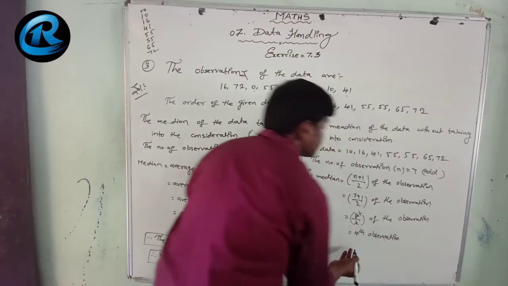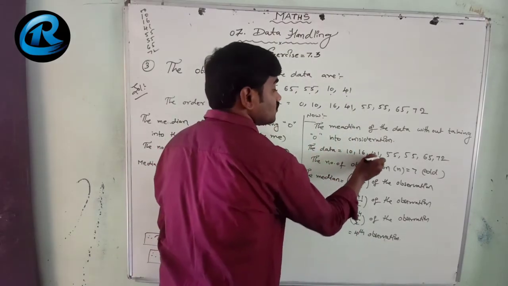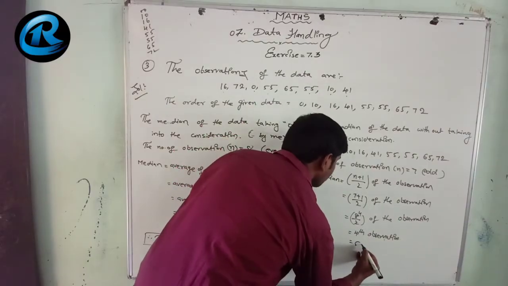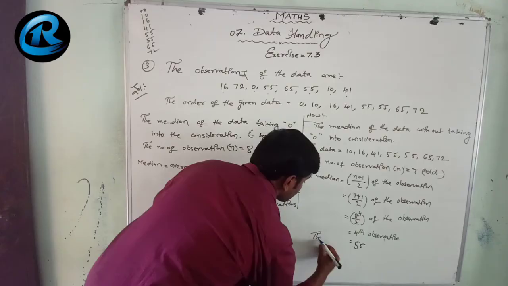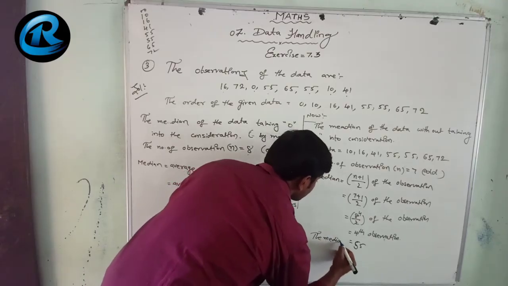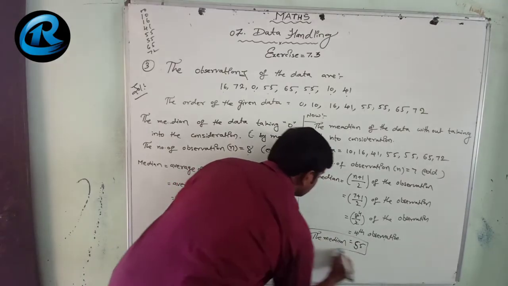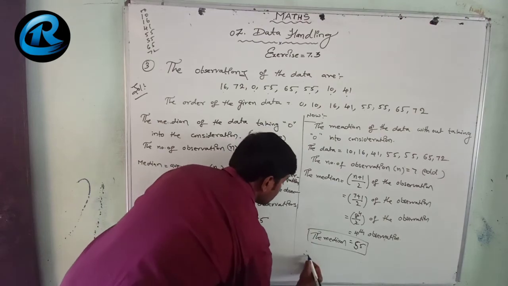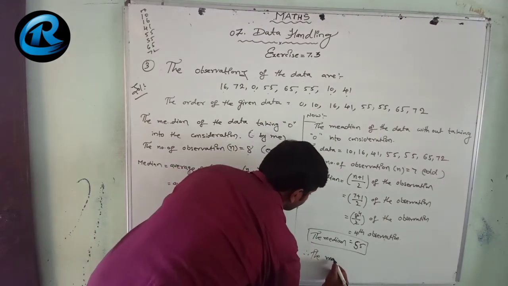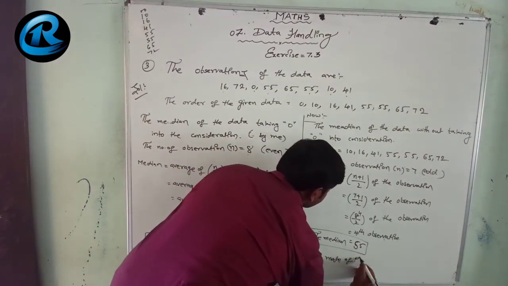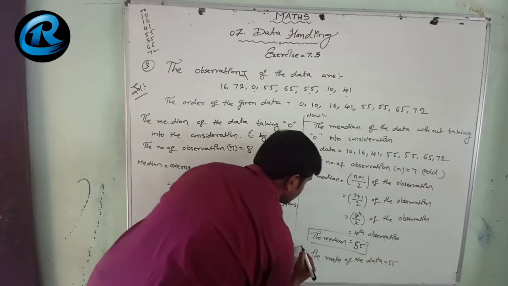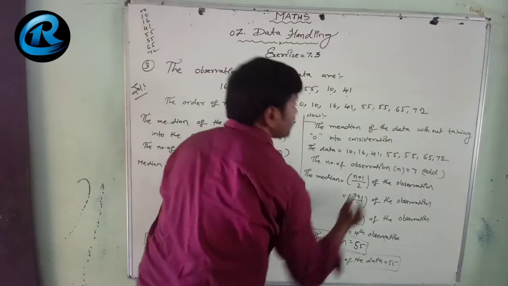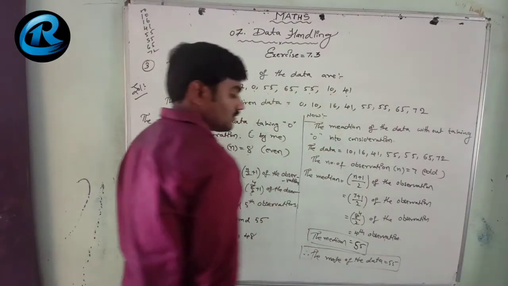Don't stop your answer right here. The 4th observation is what? 1 2 3 4, that is 55. The median is equal to 55. Next the mode of the data, that is equal to 55 only. If 0 is not there, the mode is also 55.